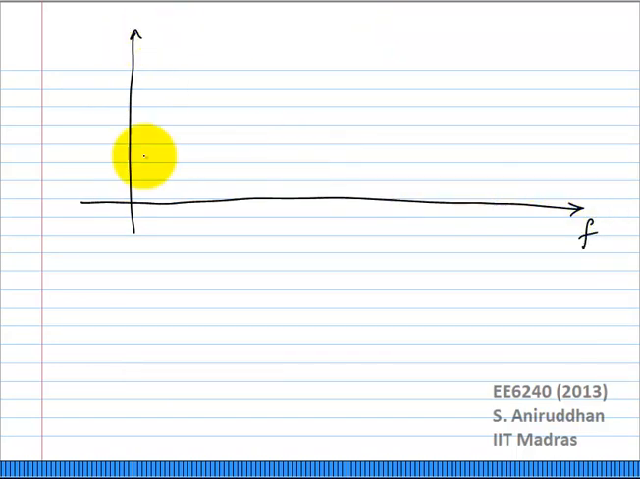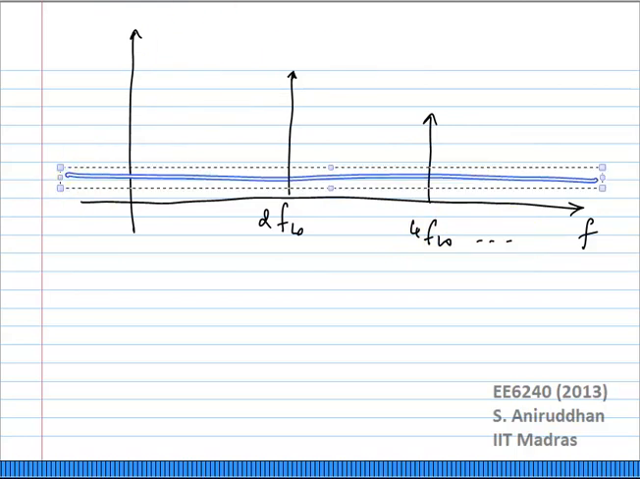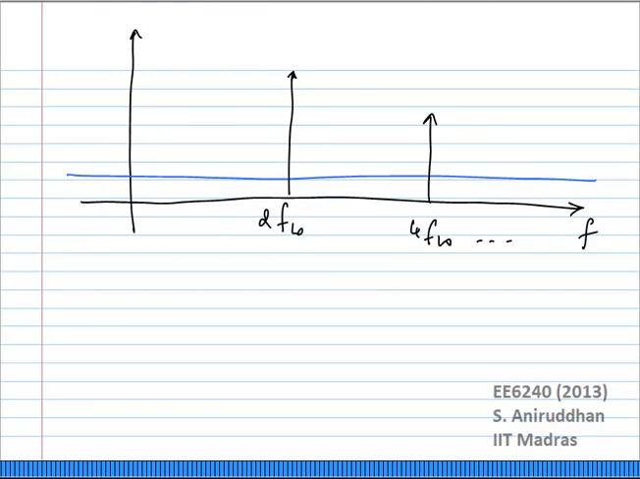So let us say this was the FLO, sorry, 2 FLO, 4 FLO and so on. So this represents your broadband noise. So I'll maybe use a blue color marker.